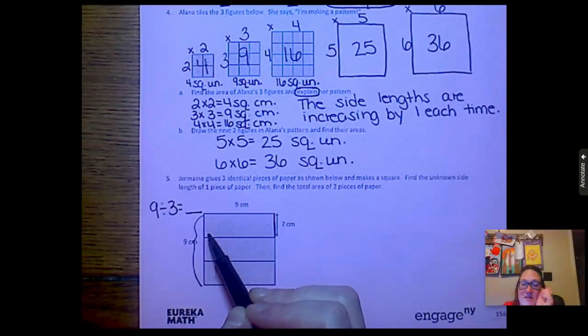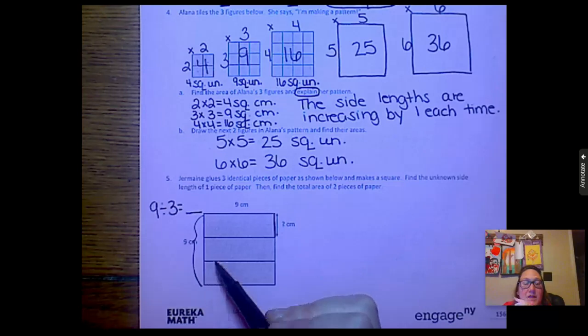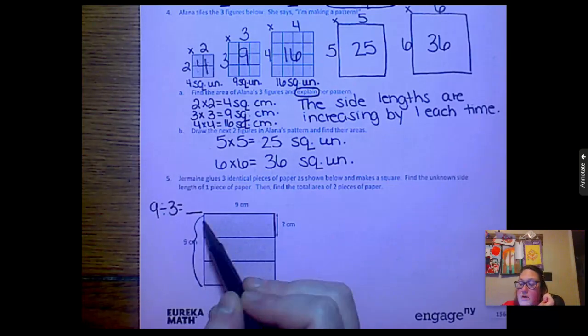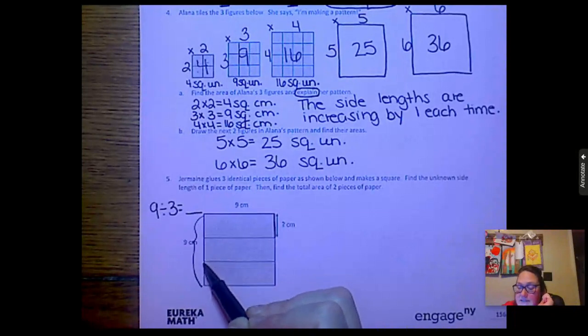So maybe I could try like 5, 10, 15. Well, that's way too much, right? If those were each 5s, I might say, okay, that's too much. Let me try 2. So 2, 4, 6. That's not enough if they were 2. So I need to try a little more. 3, 6, 9. That works, right?